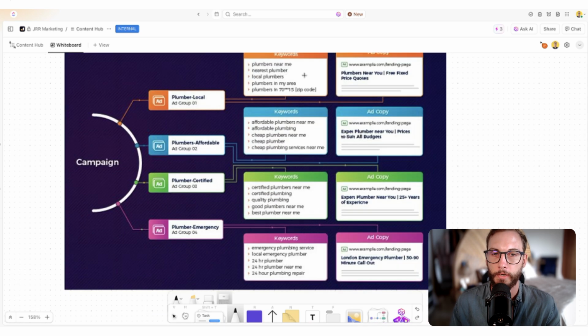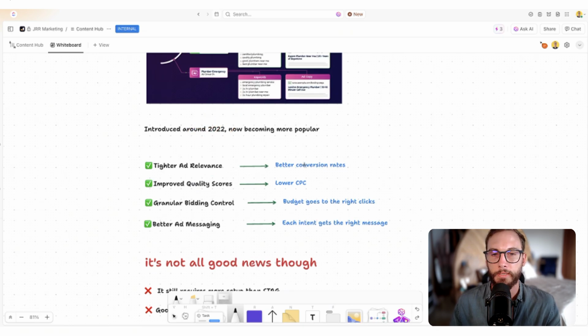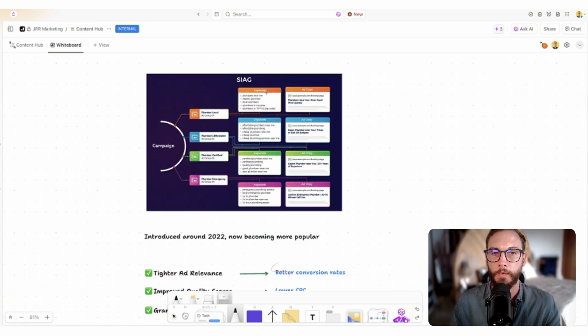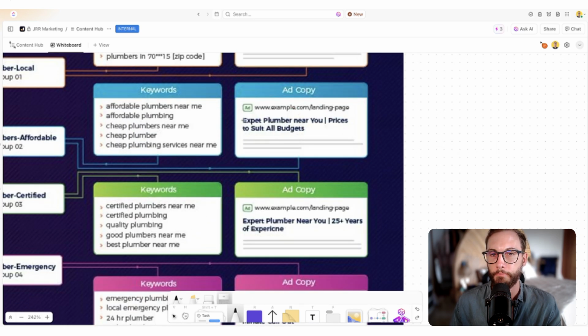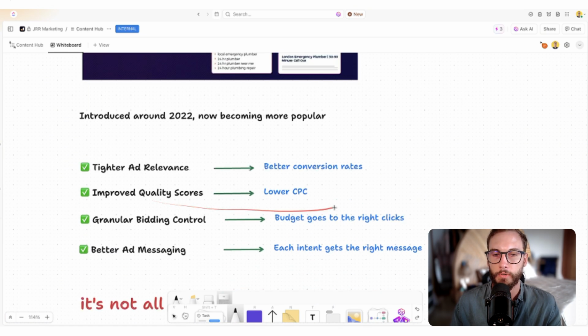Single intent ad group, you're trying to cover the intent. And so this was introduced around 2022, I think, and it's becoming more popular now, which means tighter ad relevance, so better conversion rates, because you're serving something that's really relevant to someone to a landing page that's relevant to them, and you've got the right, specific, like cheap plumber near me, and you've got that in the actual ad copy itself, so it's more relevant. You've got better quality scores because of the relevancy, so it means lower cost per click.